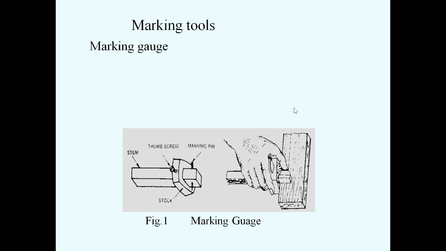So next one is marking tools. Here we have some of the marking tools. First one is marking gauge. This is a diagram of a marking gauge. You can see here. This will be the marking device, a marking gauge. This is the usage of the marking gauge.